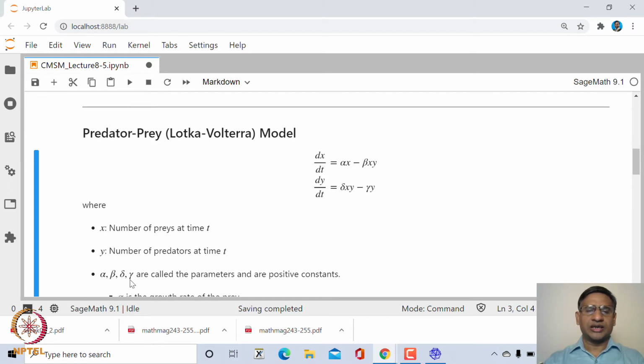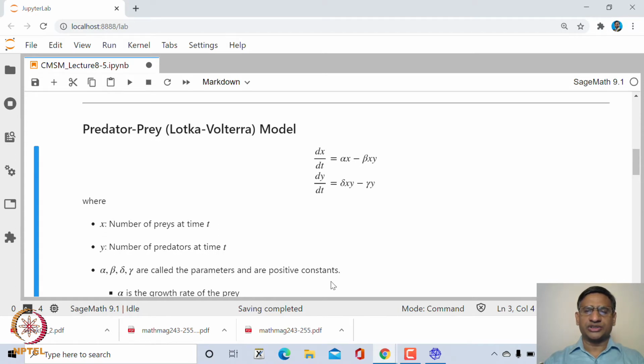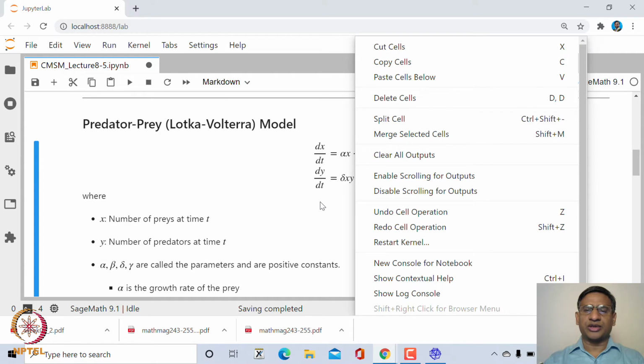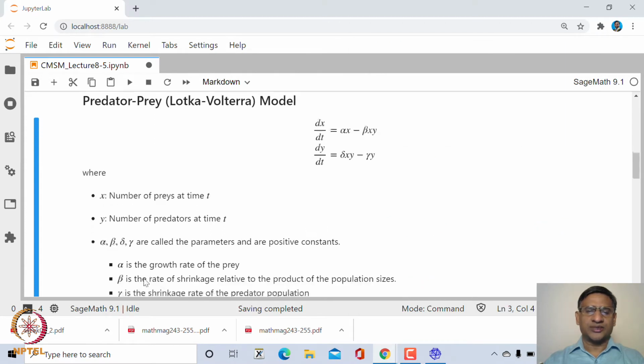Here alpha, beta, gamma, delta are parameters, they are positive constants. You can see here that alpha is the growth rate of prey. In the absence of the other term, dx by dt will be alpha x, that is the prey grows exponentially in the absence of predators, assuming that there is enough grass and other things available, so this growth is exponential.